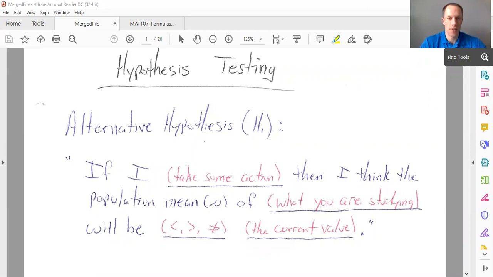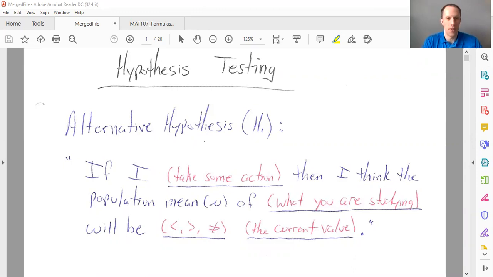Hypothesis testing is something that we do in inferential statistics. It's a very important topic. In fact, it's meant to be the highlight of this entire class. Everything that we've done from the beginning of the class until now has been preparing us to do hypothesis testing at this point. Now, if I were to ask you, what is a hypothesis?